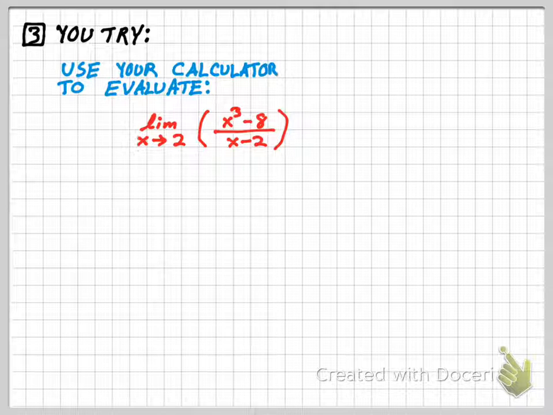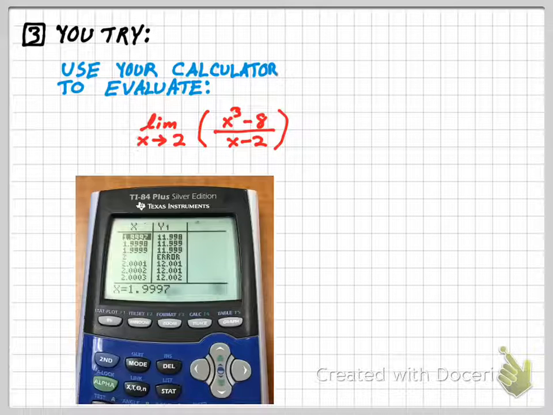All right, one more for you to try. See if you can do this one from start to finish. What is the limit as x approaches 2 of x cubed minus 8 all over x minus 2? All right, make sure you set your table up around 2, and again, a small interval around it. And when you see that, you should see something like this. And looking at these values, we should see that I get an answer of 12 for this one.